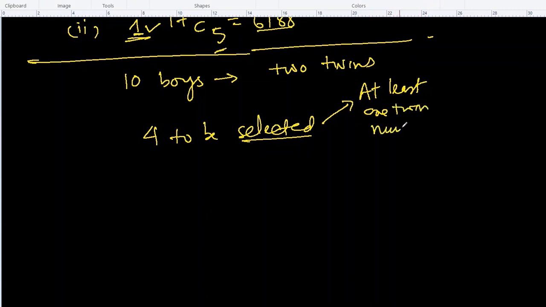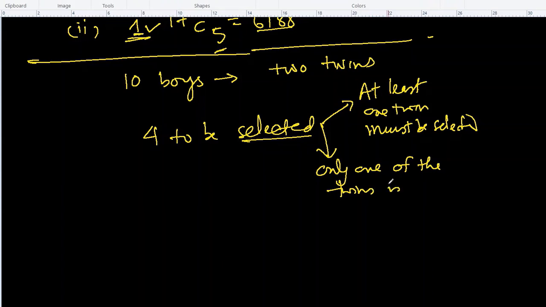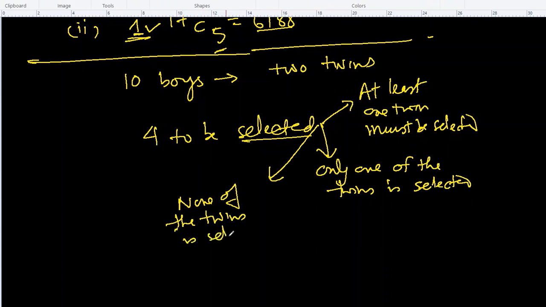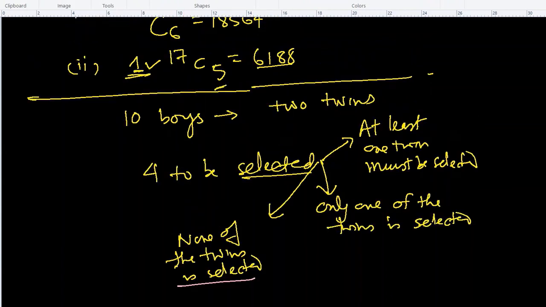must be selected. Second condition, only one of the twins is selected. And third possible, that is none of the twins is selected. So let's start with the third condition first. None of the twins is selected. In how many ways that can happen?